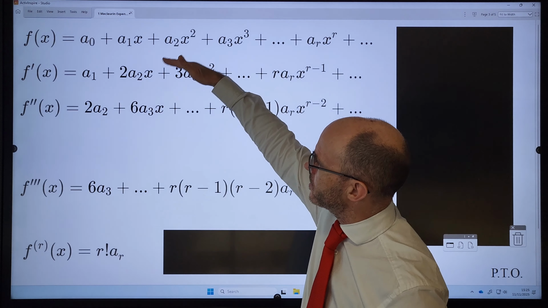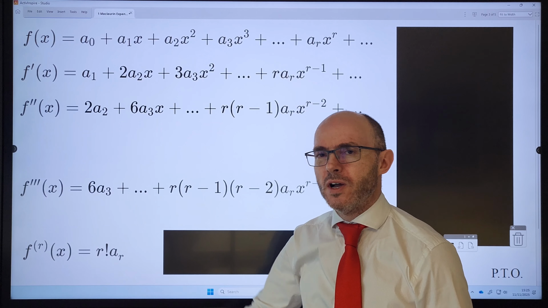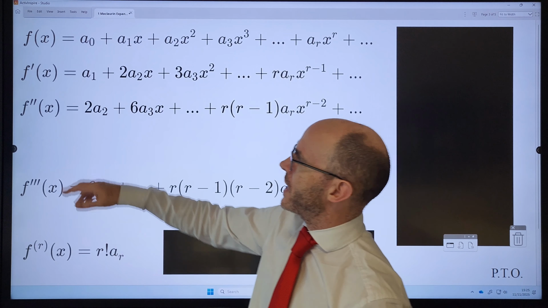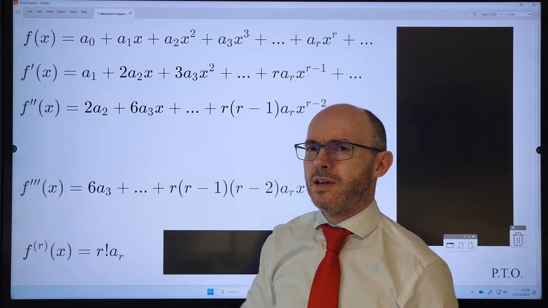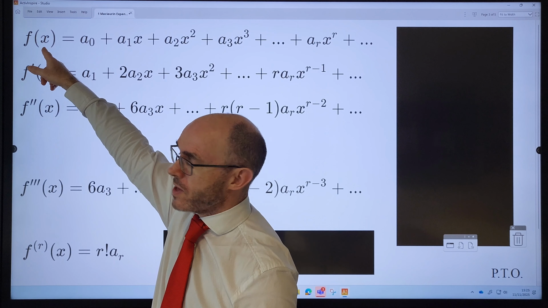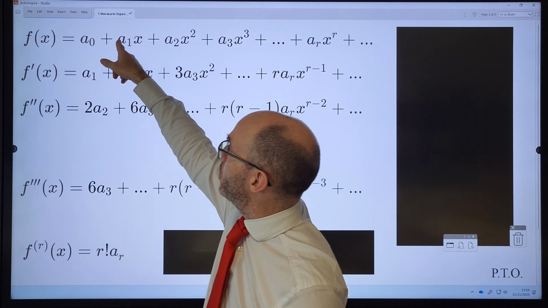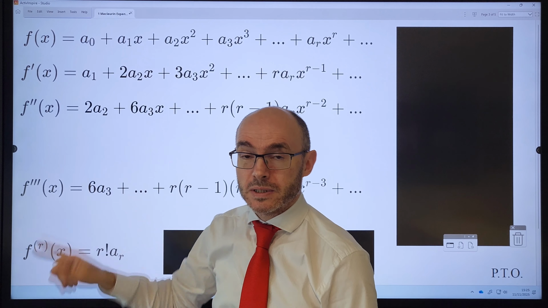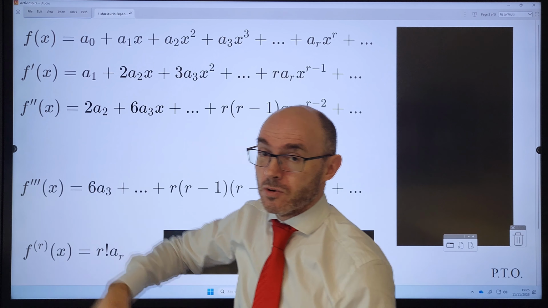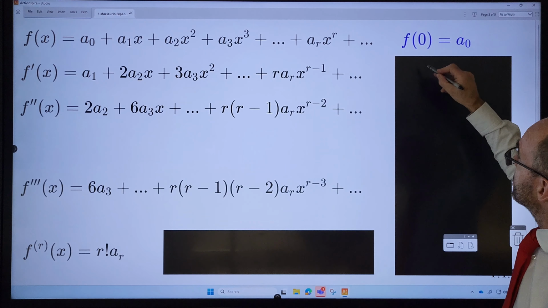So this is just a reminder of those derivatives we've actually got. And what we're going to do is substitute x equals 0 into both sides and see what happens. So when I put 0 there, I get f of 0, and then all these terms are going to cancel. Okay? You're just going to end up with a0. So you'll get f of 0 is a0.